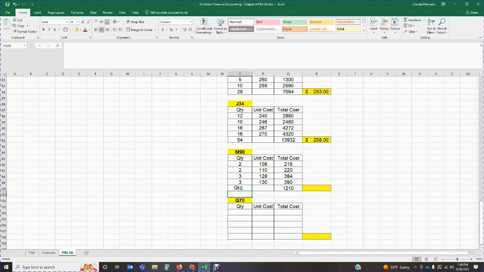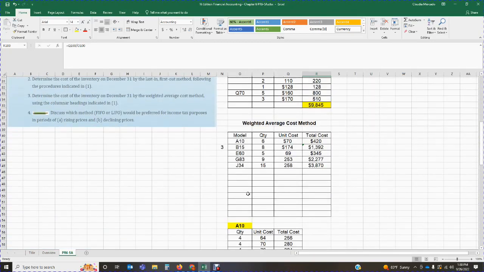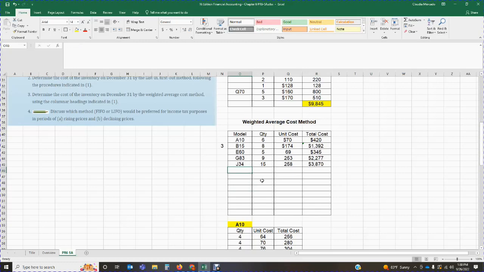Okay, so we have 10 units that we paid 1,210. So my weighted average unit cost is the 1,210 divided by 10 units, and that's going to give me $121. Okay, so for M90, my unit cost is $121. So let's look at M90.